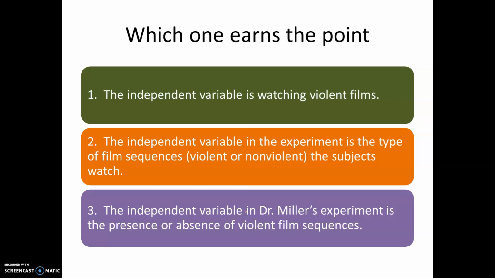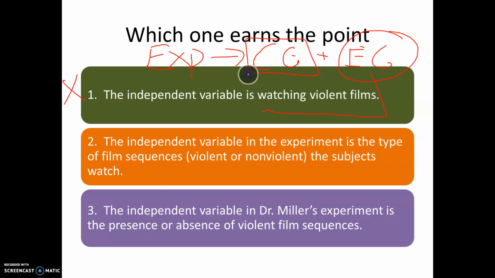The independent variable is watching violent films. It does not earn the point. Okay? So first of all, the independent variable is something we manipulate. Remember, because this is an experiment and you were told in the prompt it's an experiment, you know there's going to be a control group and an experimental group. And we also know that the experimental group will watch violent film sequences, which that answer didn't write, by the way. Should have, right? Some will watch violent film sequences and some will not. The control group will not be exposed.